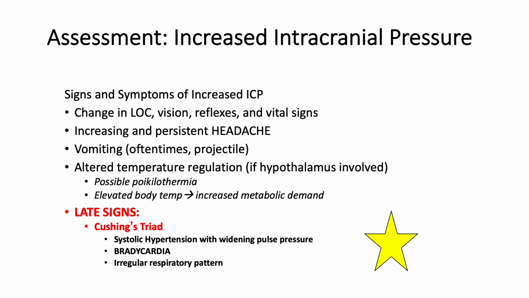And the last, in addition to that systolic hypertension with the widening pulse pressure and bradycardia, our patient's respiratory centers are being compressed due to that increased ICP. So we start to see irregular respiratory patterns. Now remember, these are ominous signs. These are late signs of increased ICP, and in some cases, terminal signs for our patients. So it is critical here that we can recognize Cushing's triad as an emergency.